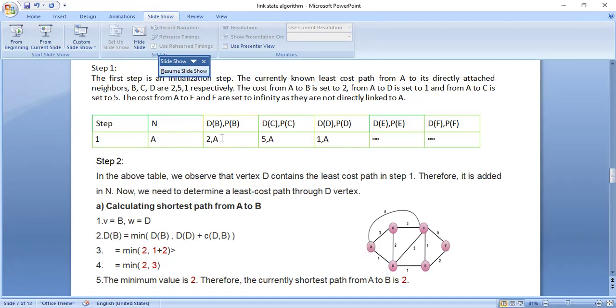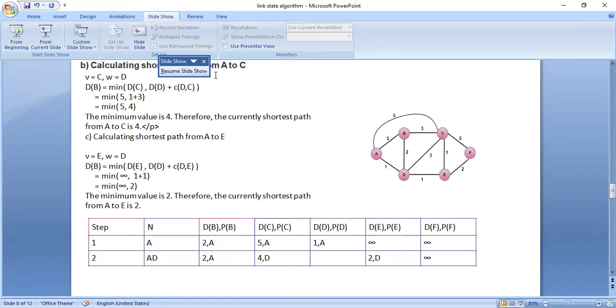After that, we have to find out the remaining nodes B, C, E, F, which are visitor nodes. You have to find the shortest path using the algorithm formula. We have to find out the costs in step 2. So visitor node becomes B, and W becomes D. Using this formula, to calculate the shortest path from A to B, we take the minimum of 2 comma 3. The minimum value becomes 3.